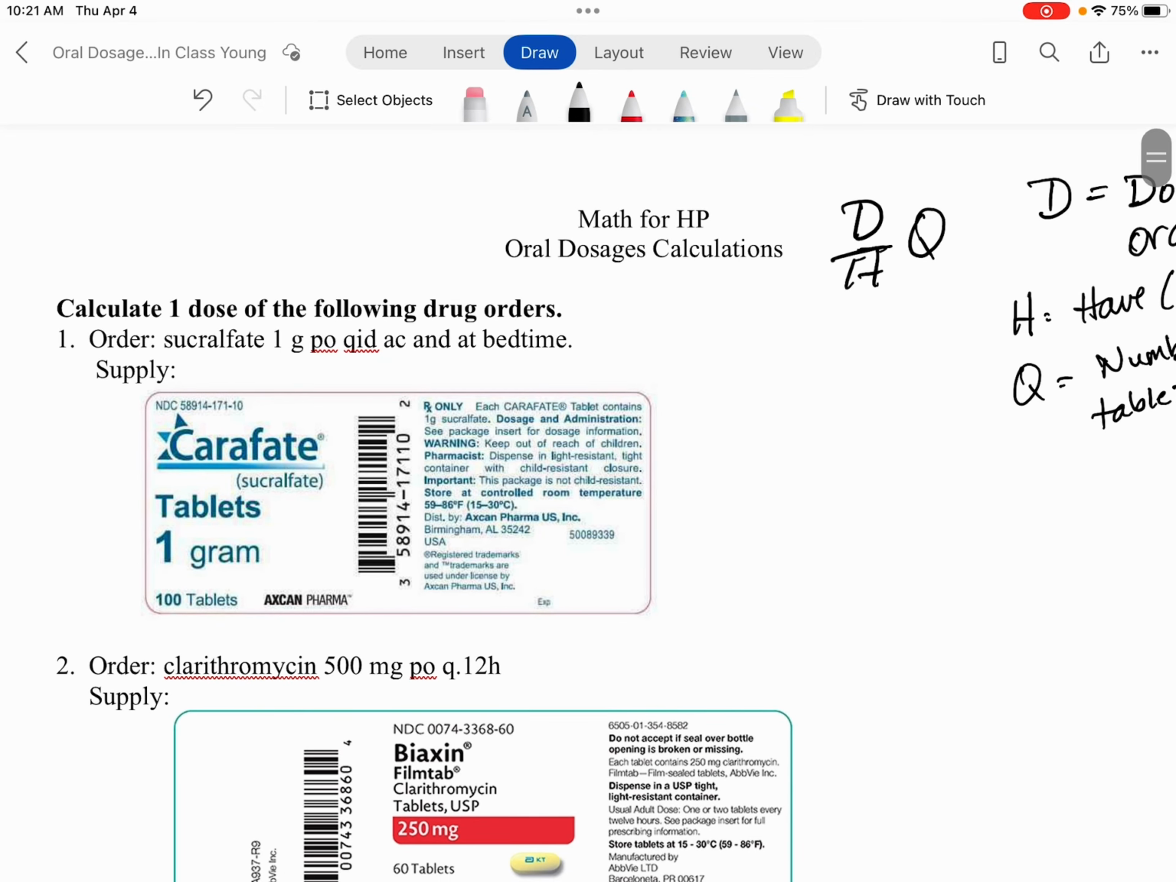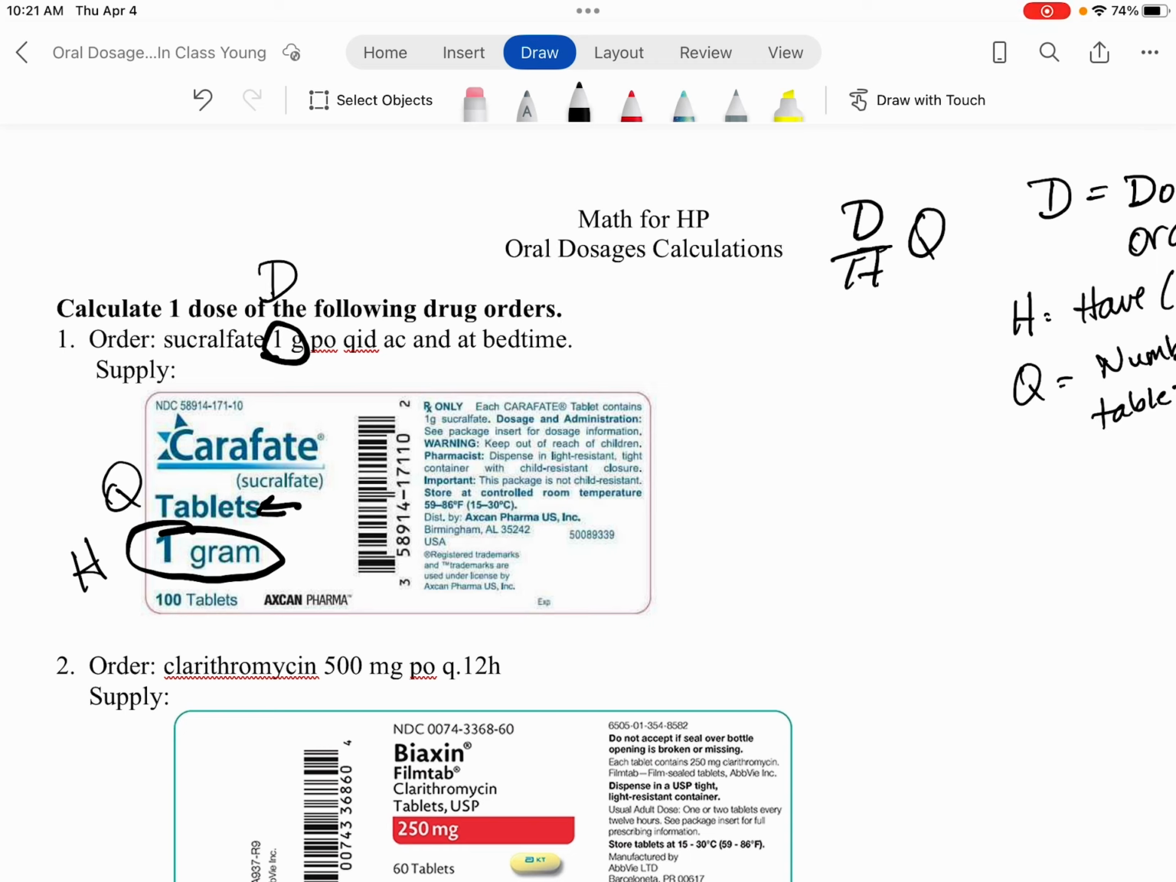So in this case, the order is, I can't say that medication, but it's 1 gram by mouth QID before meals and at bedtime. What I have on hand, or my supply, is the Carafate, which I can say that one, tablets, 1 gram. And since it's tablets, the tablet is my quantity. The 1 gram is what I have on hand. And of course, the 1 gram in the order is my desired.